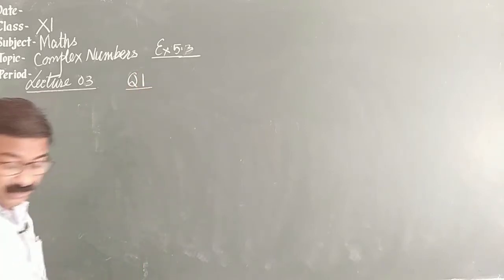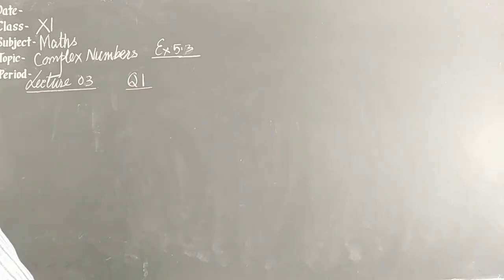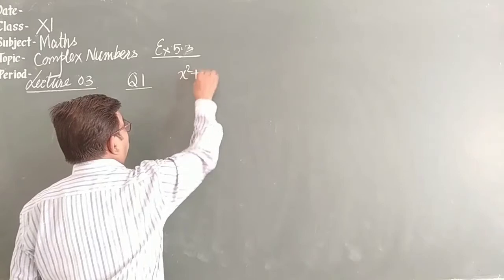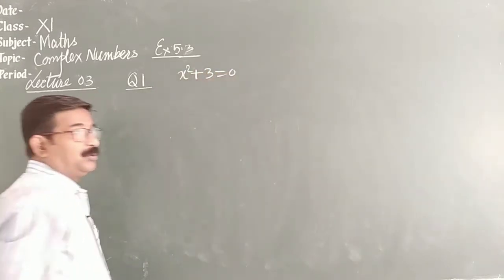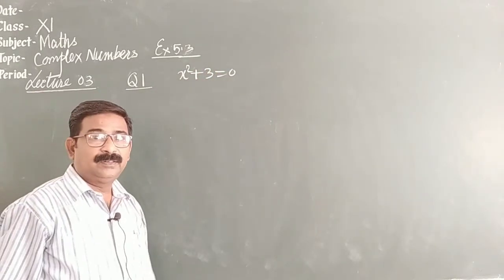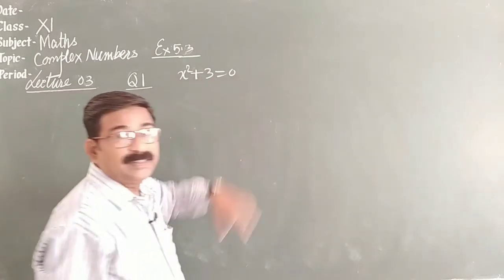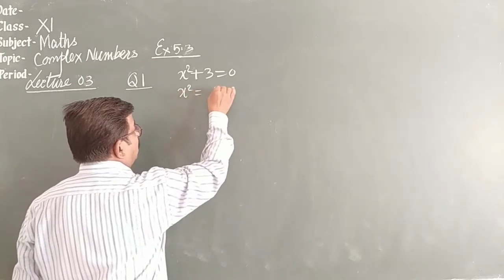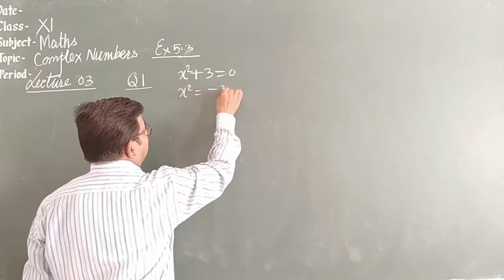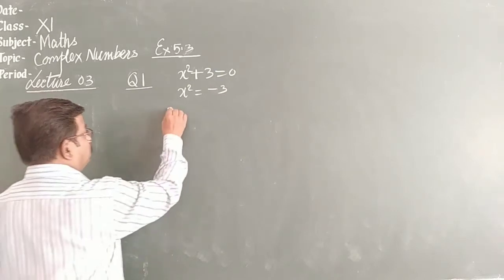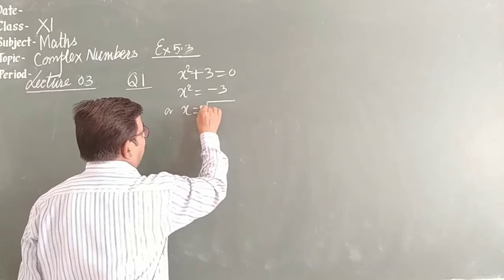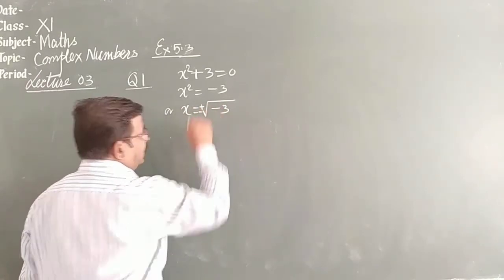Exercise 5.3, question number 1 is given, solve each of the following equations. x square plus 3 is equal to 0. Let's see how to find. If you send this 3 to this side, what we have, x square is equal to minus 3, or x is equal to plus minus under root minus 3.